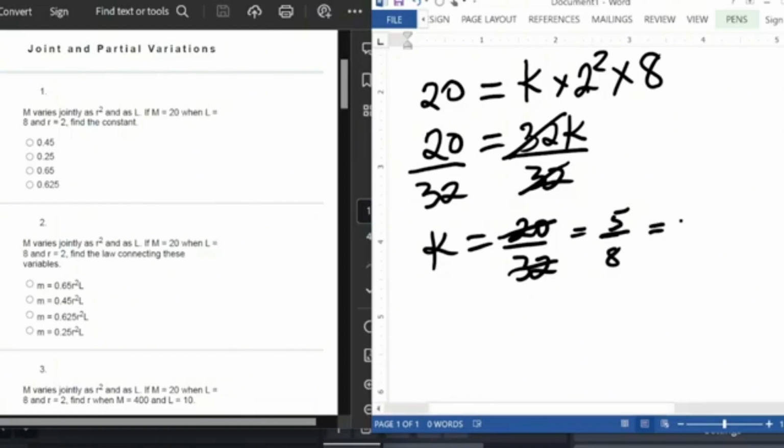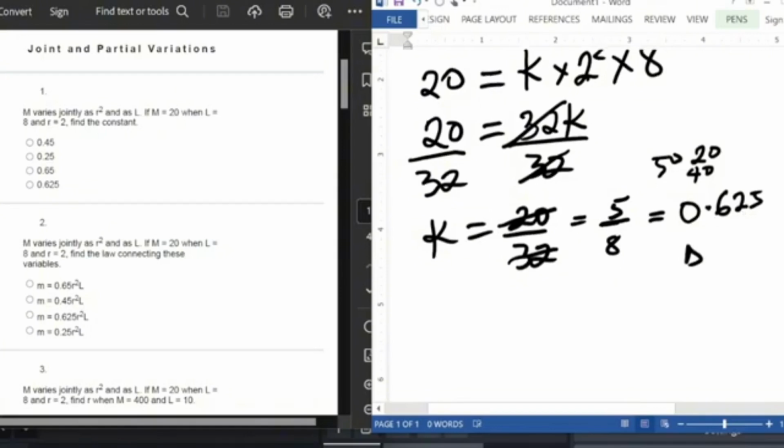8 in 5, that is 0, right? So we add 0 to 5. 8 in 50, that is 6, which is 48, remainder 2. 8 in 20, that gives us 2, which is 16, remainder 4, add 0. 8 in 40, that is 5. So it is 0.625. That is option D.